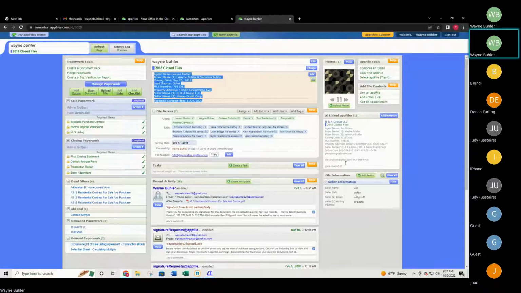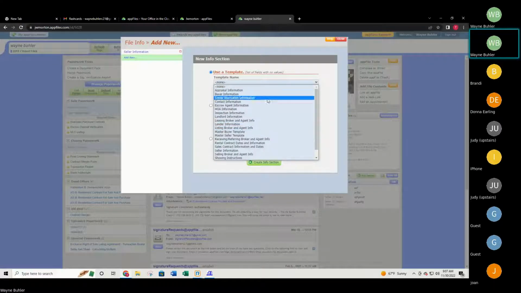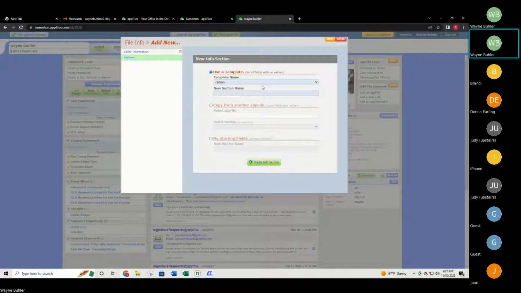You can also do it here in the file information. Remember, we can add sections here. So you have the ability ultimately to do all different kinds of templates that are pre-filled here, or you can actually do a new section here.